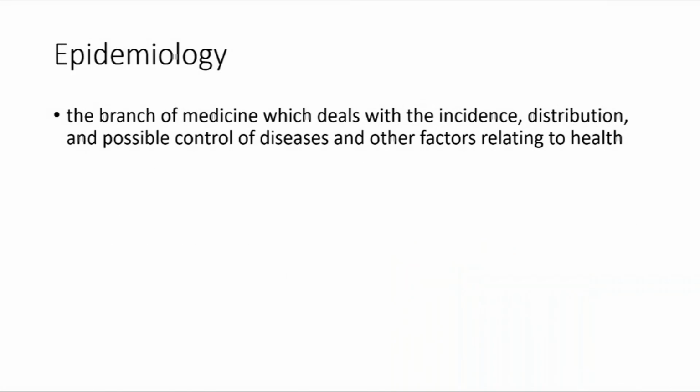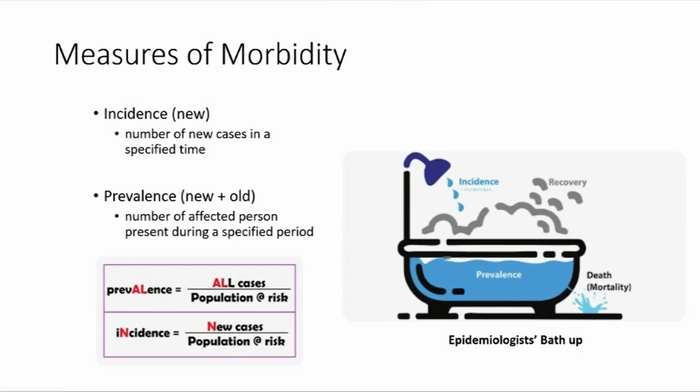Epidemiology is a branch of medicine which deals with the incidence, distribution, and possible control of disease. The incidence of a disease is the number of new cases in a specified time, while prevalence is the total number of cases in a specified time, that is, new and old cases.